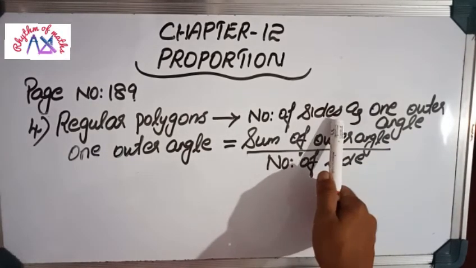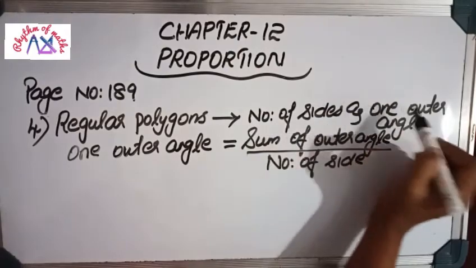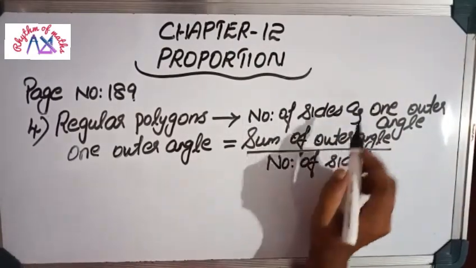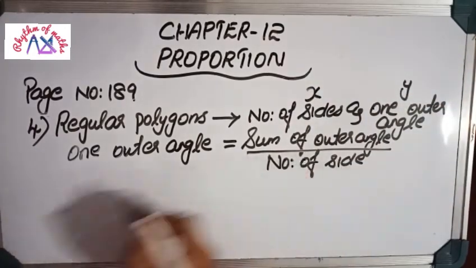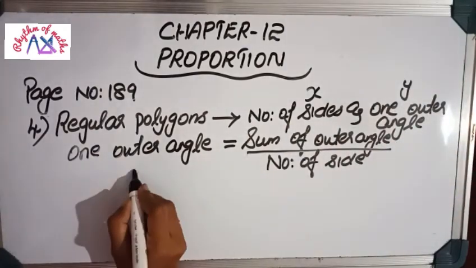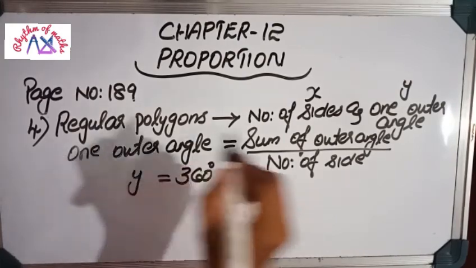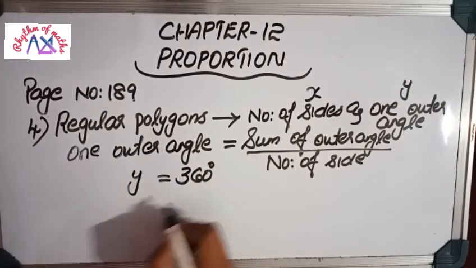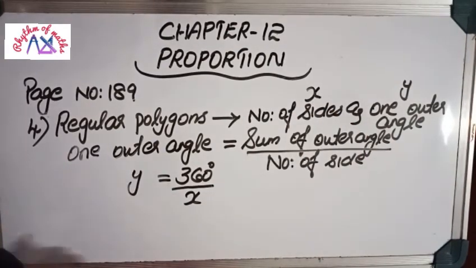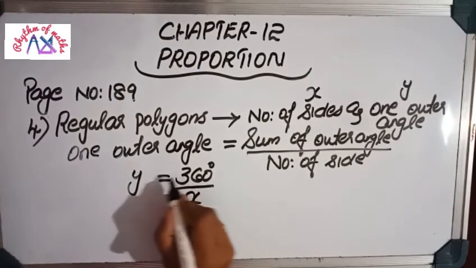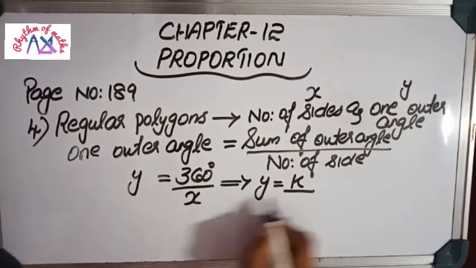So here, the relation between the number of sides and one outer angle. The number of sides we consider as x, and the outer angle we consider as y. So the equation becomes: one outer angle, y, equals the sum of outer angles, which is fixed, 360 degrees, divided by the number of sides that we consider as x. Now this is of the form y equals 360, a fixed number k, by x.